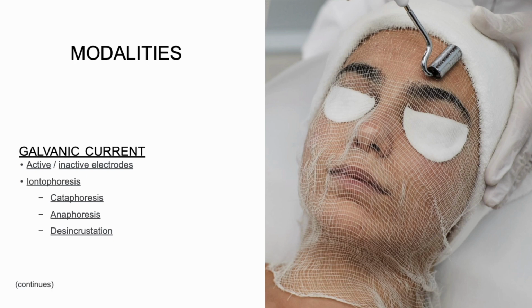Deincrustation, which is a form of anaphoresis, meaning we're using a negative or an alkaline product, is used to soften and emulsify greasy deposits like oil and blackheads in the hair follicle, so that we can liquefy that sebum and easily push it out of the follicle. Deincrustation is frequently used to treat acne, milia, pimples, comedones, blackheads, whiteheads, any acne type lesion that you would think. You would use deincrustation to soften and emulsify the sebum so that you can push it out.